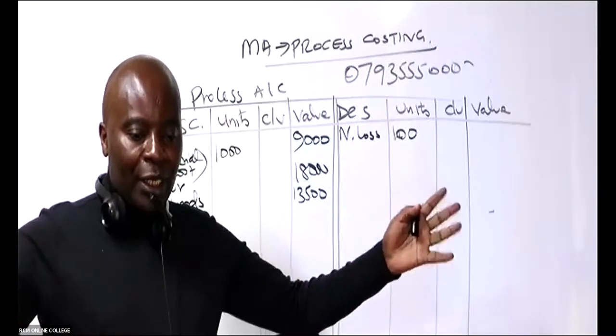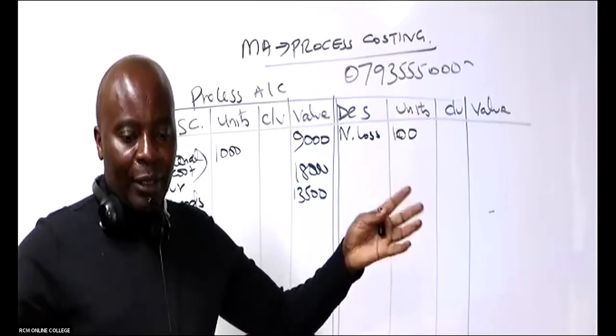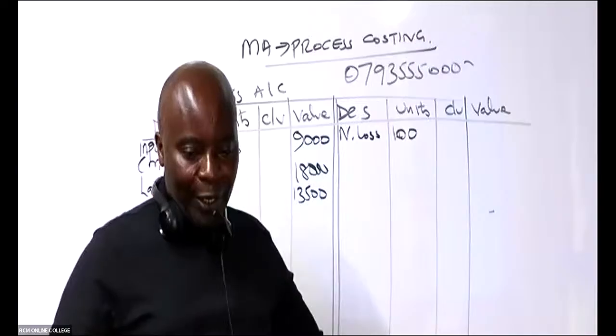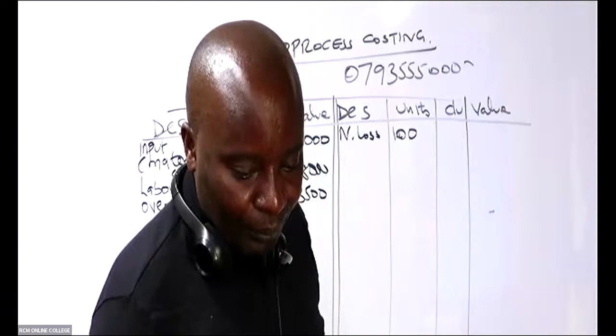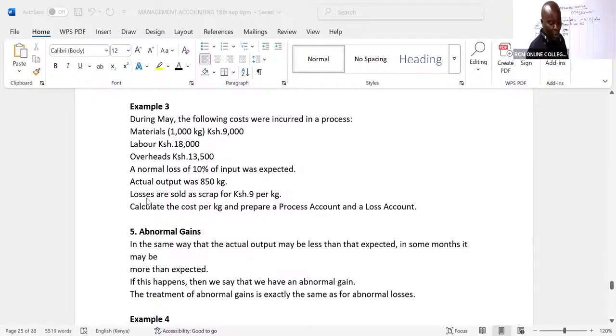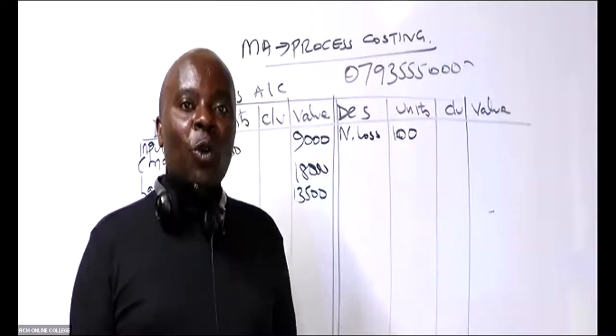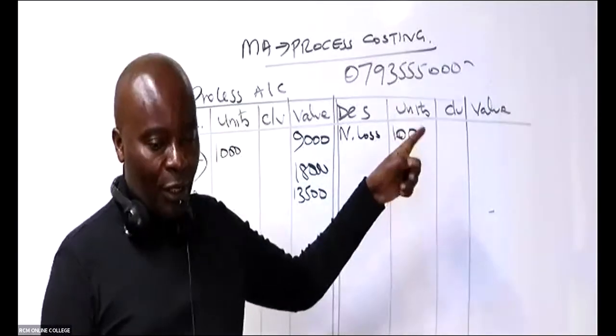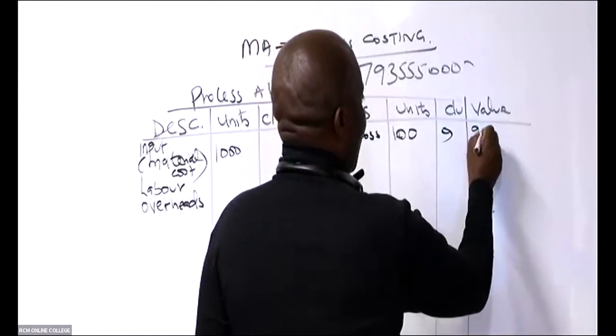We scrap them, sell them at a throwaway price. If it is given there, we shall always sell them. We multiply them by the scrap value. So has the scrap value been given in this question? You can see in this case here, losses are sold at a scrap value of 9. And remember, at times the scrap value is not given. If scrap value is not given, you should always multiply whatever quantity you have here by 0. But now here we have a scrap value of 9, which gives us 900.